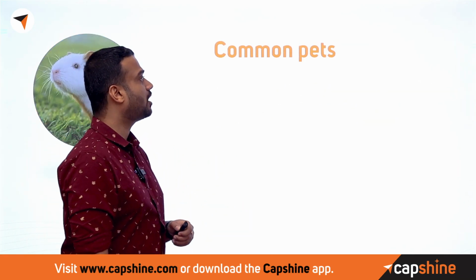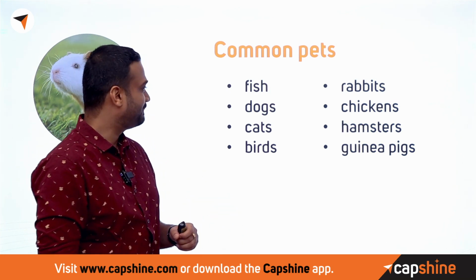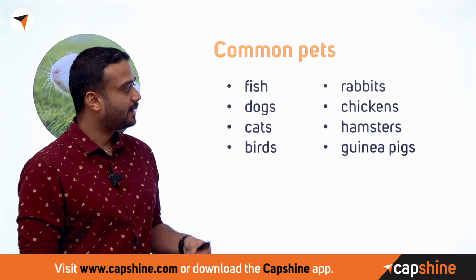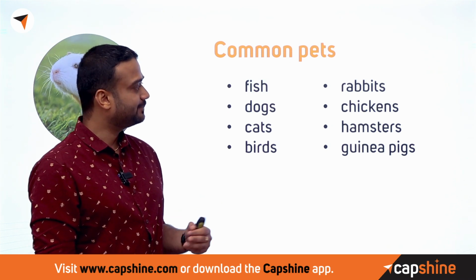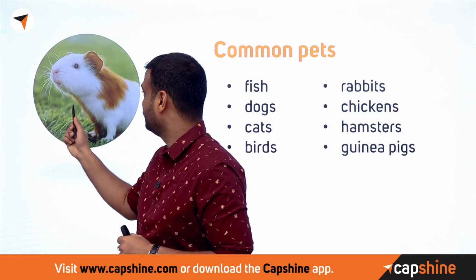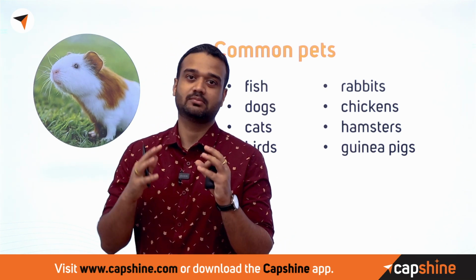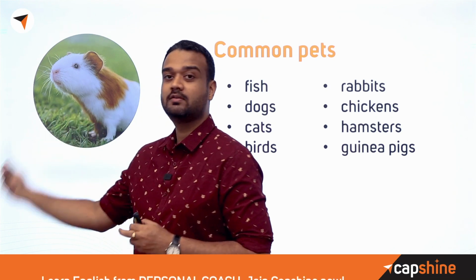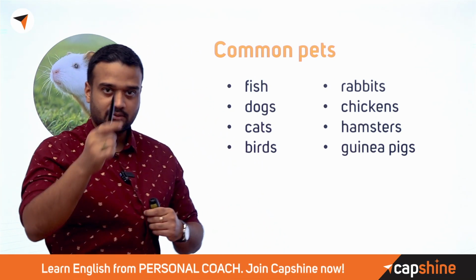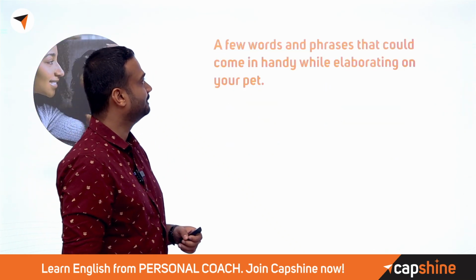Let's start. Some common pets. This you'll be able to relate to, right? These are the kind of pets we usually have. We have fish, we have dogs, we have cats, we have birds, rabbits, chicken, hamsters, and guinea pigs. Hamsters are smaller. They look like little rodents or little rats. They look like a smaller version of guinea pigs. If you've seen these little creatures running in a wheel, like a small little hamster wheel, those are hamsters.